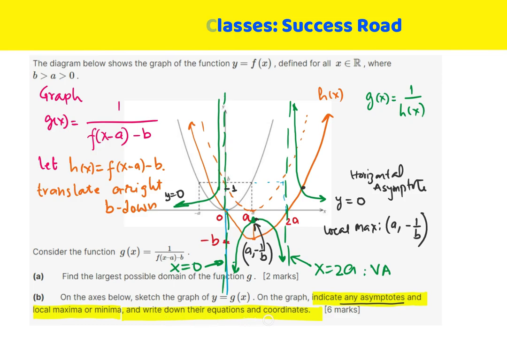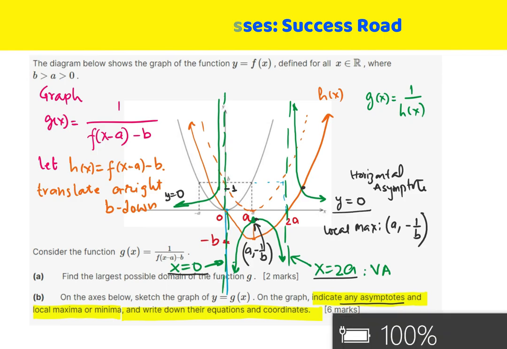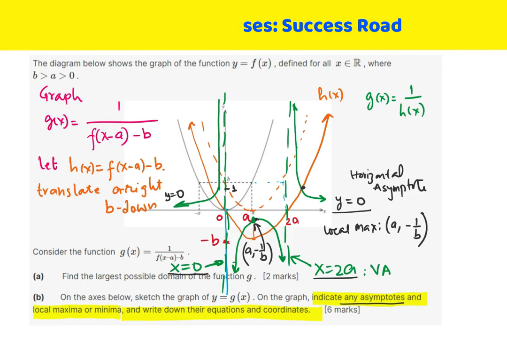And write down the equations and coordinates. So equations of vertical asymptotes we have given, right? Horizontal asymptote we have given. And we have also given the coordinate points for the local maximum. Is that clear to you? Perfect. So that is how we are going to solve this particular question. So I hope you have understood all these strategies, right? Have a good look at the solution.